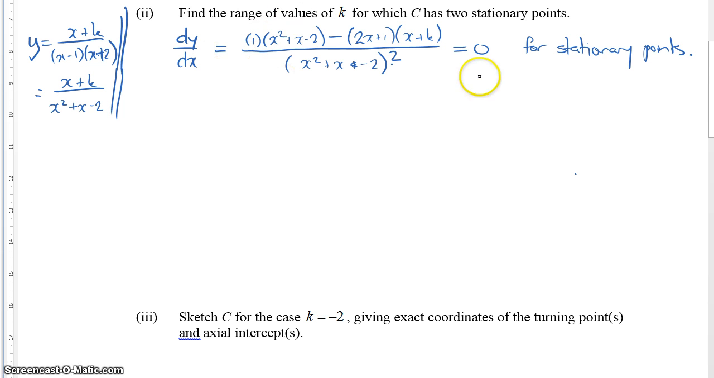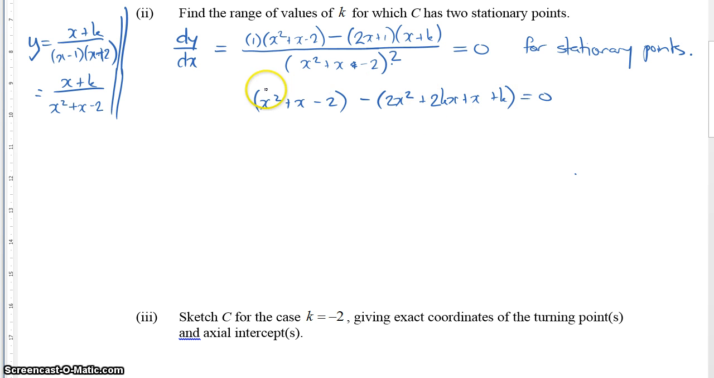So I'm going to solve this equation now in x. Well, I'm not going to solve it per se, actually. What am I going to do? Well, first thing I'm going to get rid of this denominator, multiply both sides by (x squared plus x minus 2) whole thing squared. It disappears because I'm multiplying the right-hand side by 0. And so I get x squared plus x minus 2 minus, and expand this one out, 2x squared plus 2kx plus x plus k. And that's going to equal 0.